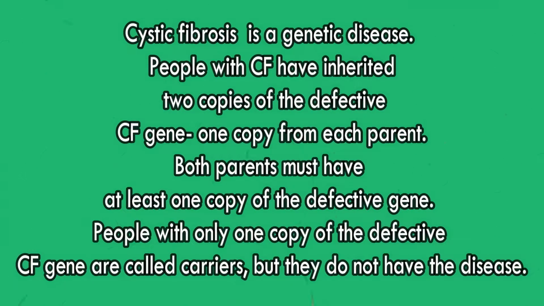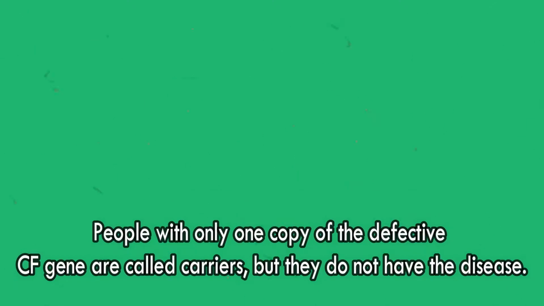Cystic fibrosis is a genetic disease. People with CF have inherited two copies of the defective CF gene, one copy from each parent. Both parents must have at least one copy of the defective gene. People with only one copy of the defective gene are called carriers, but they do not have the disease.